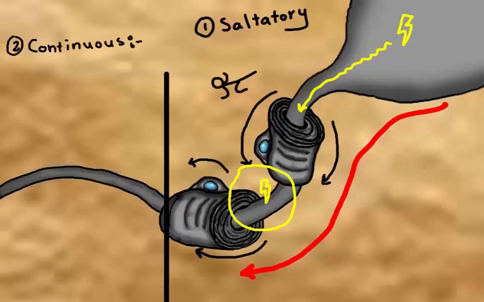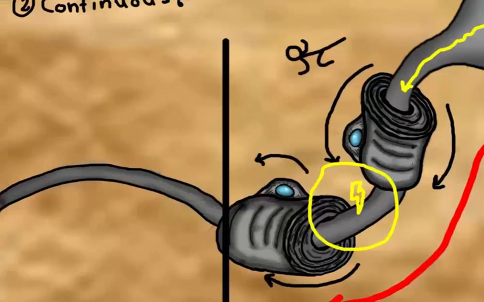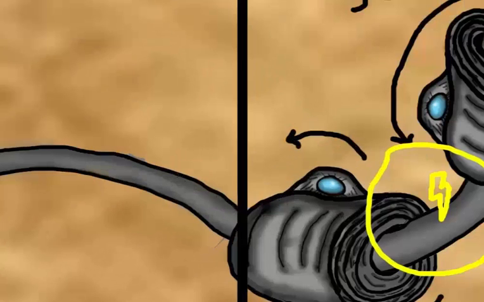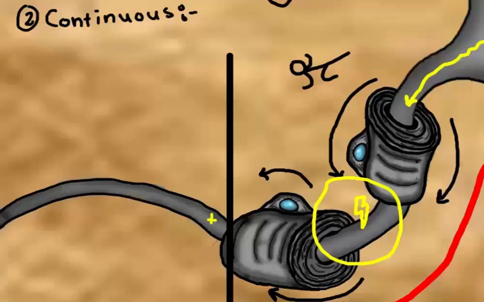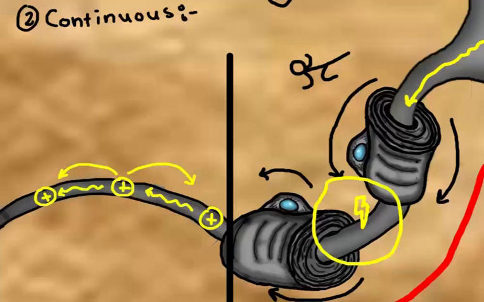Second type is the continuous conduction, taking place in unmyelinated nerve fibers, characterized by circular movement of current and the two directions of propagation, forward and backward propagation, and it's much slower than the saltatory propagation.